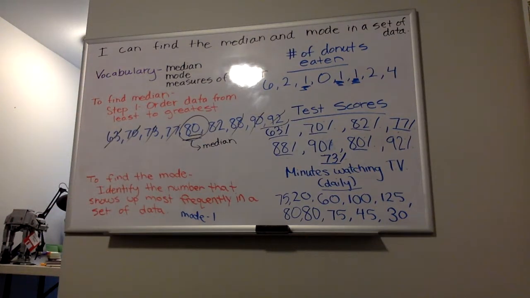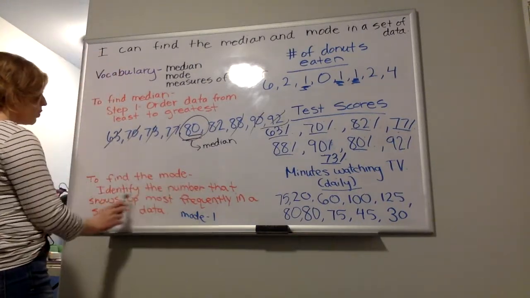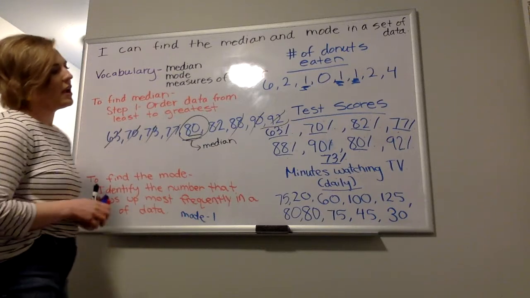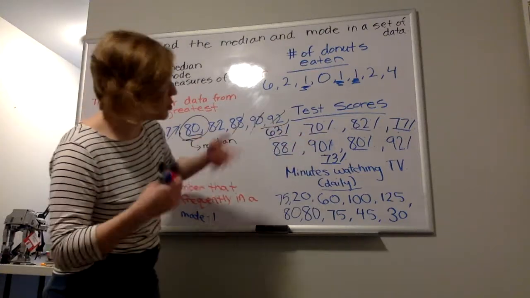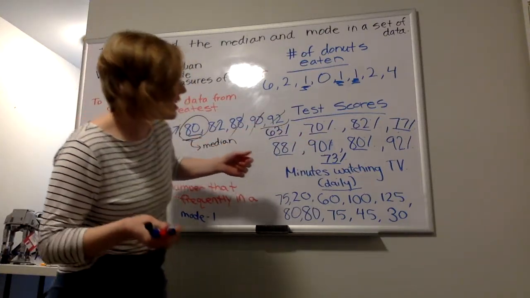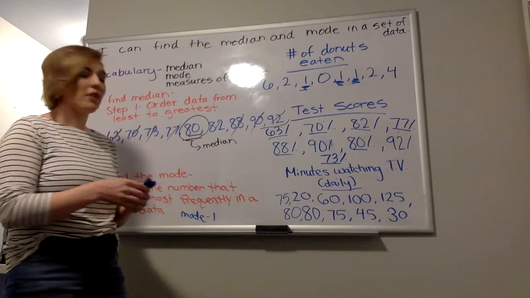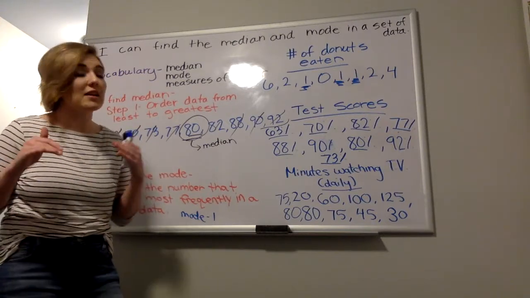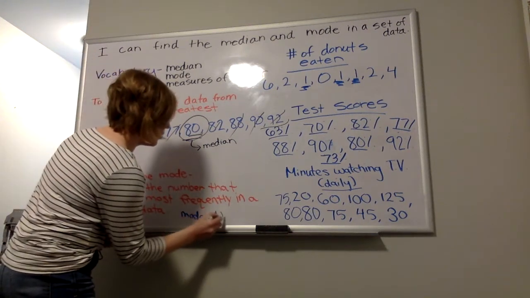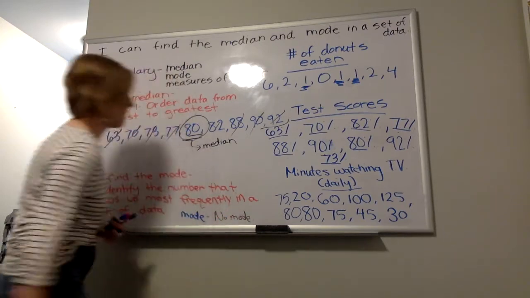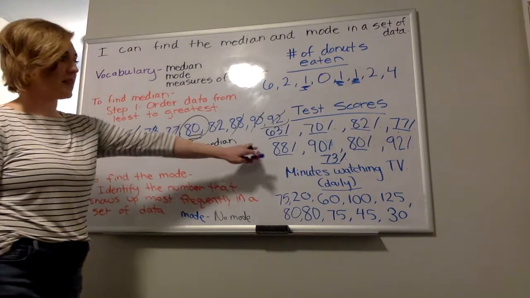Okay? Now, the mode. Again, it says identify the number that shows up most frequently in a set of data. In this case, we've got 63. There are no more 63s. There's no more 70s or 82s, 77s, 88s, 90s, 80, 92, 73. All of these test scores are different. So since all the test scores are different, whenever you see a set of data where there is nothing that is the same, there is no mode. Okay, there's just not a mode.